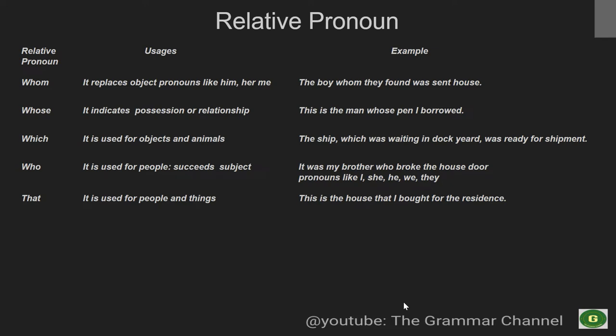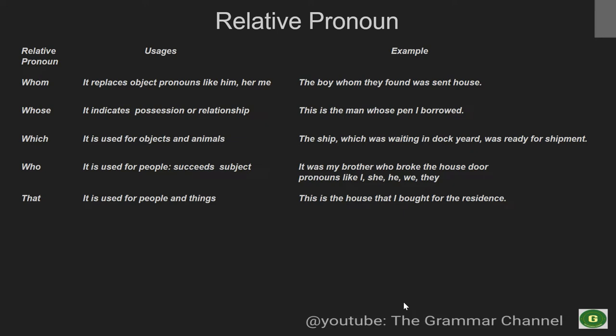Next, whose, again used for people. It indicates possession or relationship. This is the man whose pen I borrowed. So I borrowed a pen from him. This is mentioned with the relative pronoun whose. This is the man whose pen I borrowed.